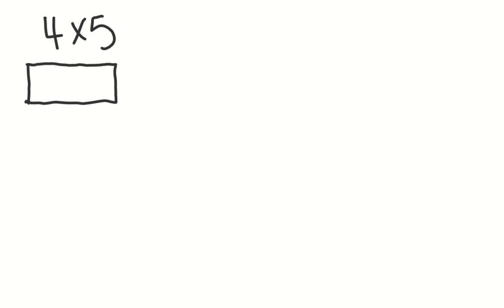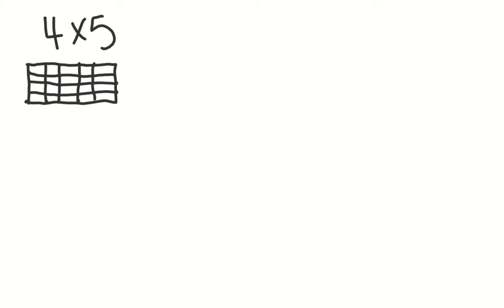Okay, so if I have 4 times 5, what I'm saying is that with my area model, ooh, sorry, that is not straight at all. Here, let me fix that. Okay, so what I'm saying is I have this rectangle. My rectangle is going to have 4 rows, and each row is going to have 5.